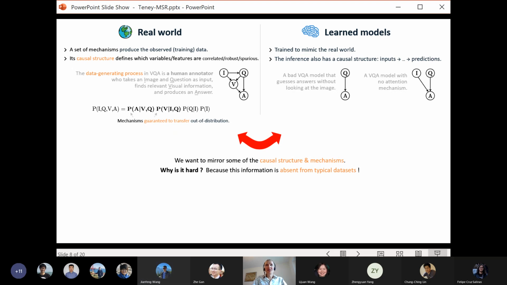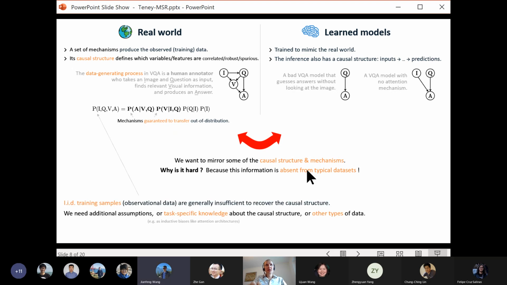So why is this hard? And the answer is that the information that we need is often absent from the datasets that we use. So typically, we have a set of IID examples, or training examples, and these are basically samples from the joint distribution. And it's actually known that from this, we cannot recover the causal structure of the data generating process. So by taking IID samples from the joint distribution, you lose the information about the causal structure.